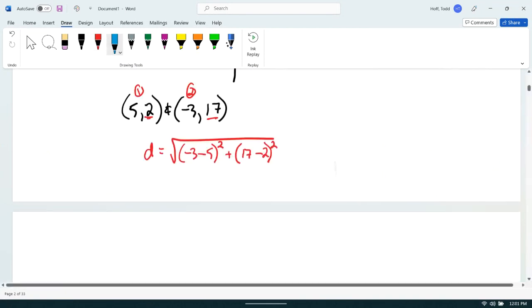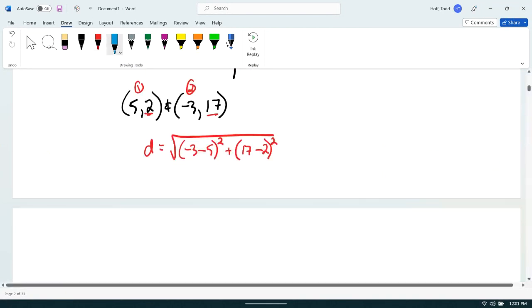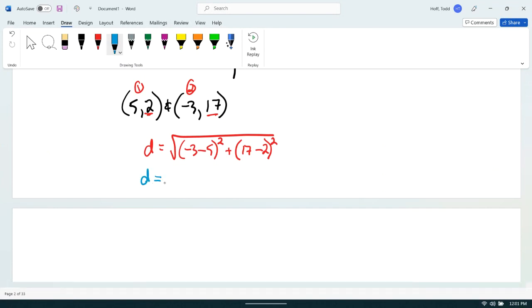So now it's a matter of running through the formula. We'll do this formula by hand, but then we'll come back after this. We will use the calculator for it. Negative 3 minus 5 is a negative 8 squared. 17 minus 2 is 15 squared.